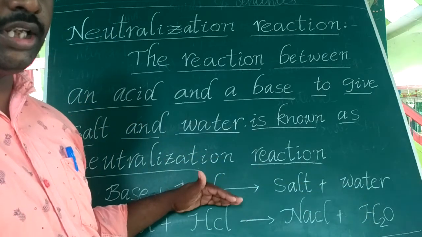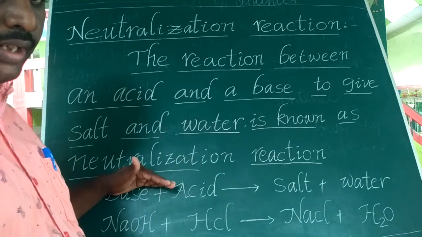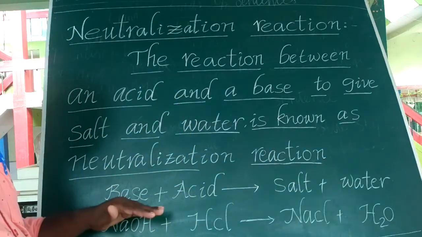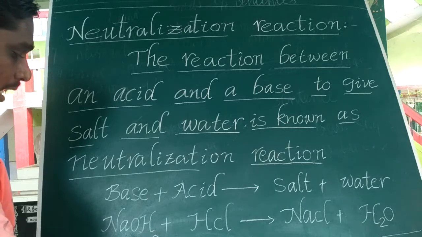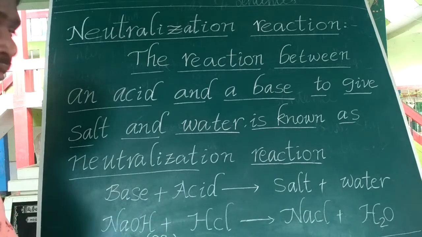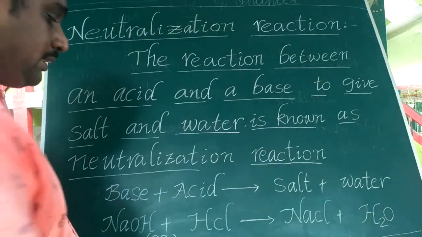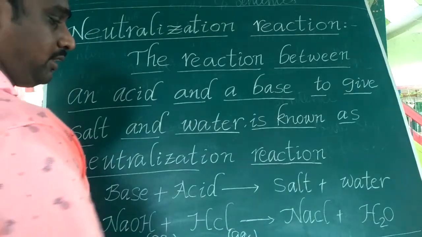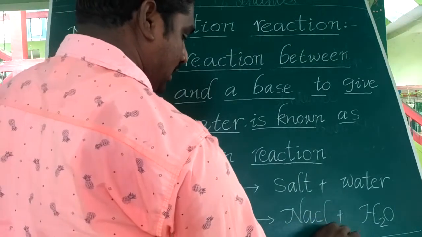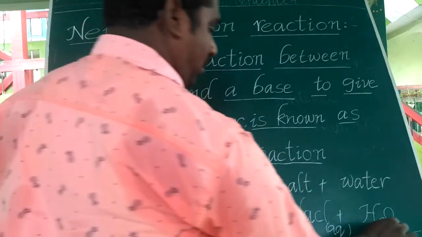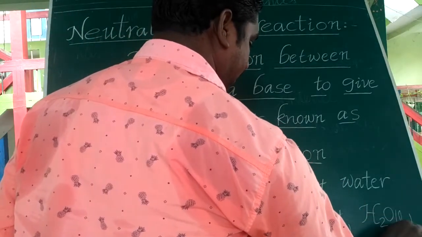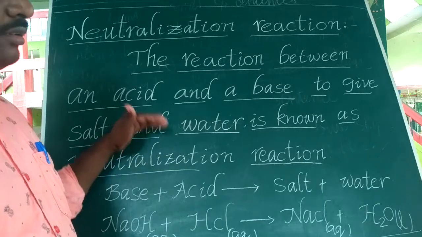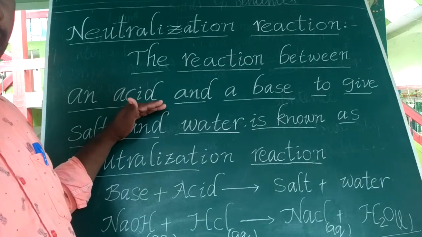To mention the physical states of reactants and products: what is the physical state of sodium hydroxide? Aqueous solution, aq. And the physical state of HCl? Aqueous solution, aq. The physical state of sodium chloride is aqueous, aq. And water, its physical state is liquid, l. Okay, students, we understand this neutralization reaction.